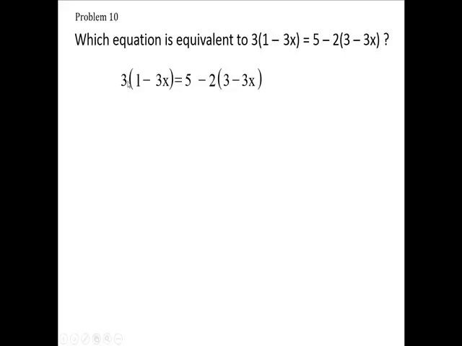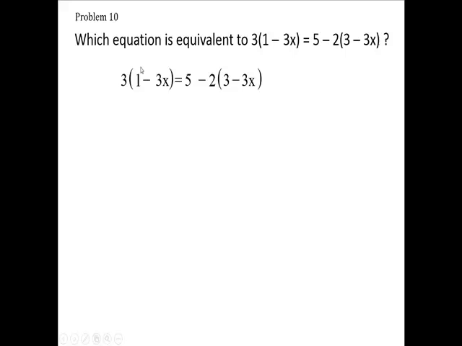This is 3 times, and the answer to a subtraction problem, that's what this is, 1 minus 3x. The answer to a subtraction problem is a difference. So this is 3 times the difference of 1 minus 3x equals 5 minus 2 times the difference of 3 minus 3x. Okay, that's the way you could read that.